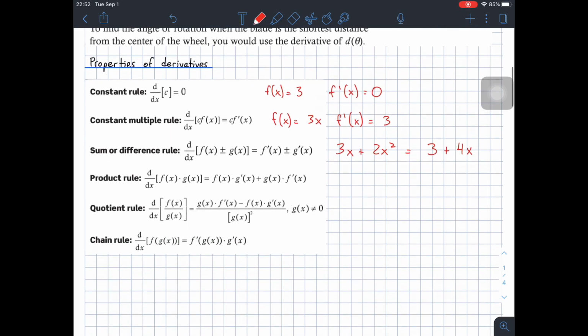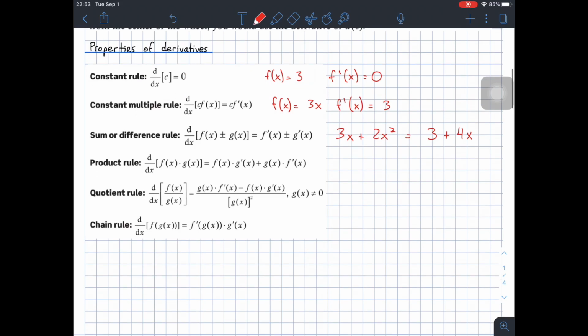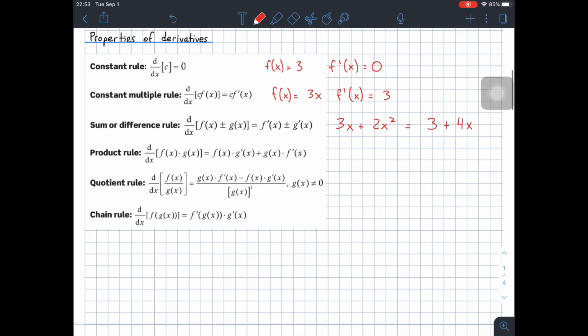Okay, so some properties of derivatives. This is just a review of something that we have already seen. For example, the derivative of a constant number is always 0. For example, if f of x is 3, the derivative is 0. Then if we have a constant multiple, that's if we're multiplying, for example, this case, right? If there's a number in front of the x, when we find the derivative, we just find the derivative of the x and the 3 remains as it is, right?